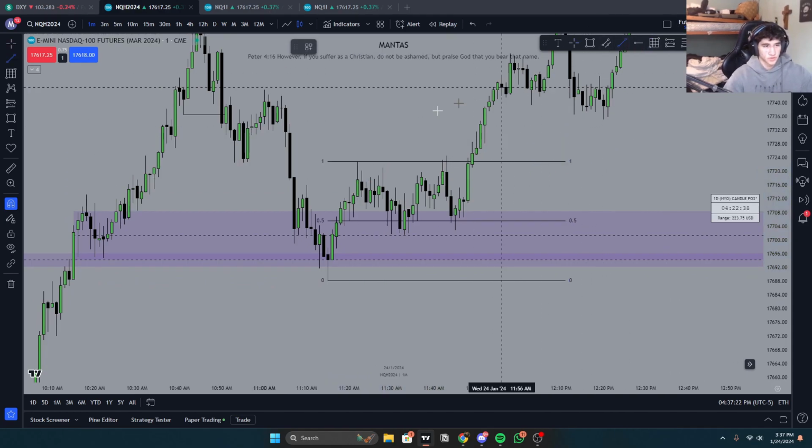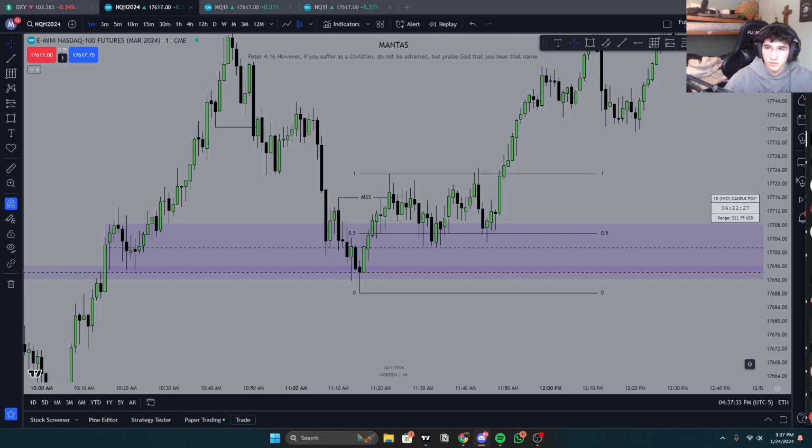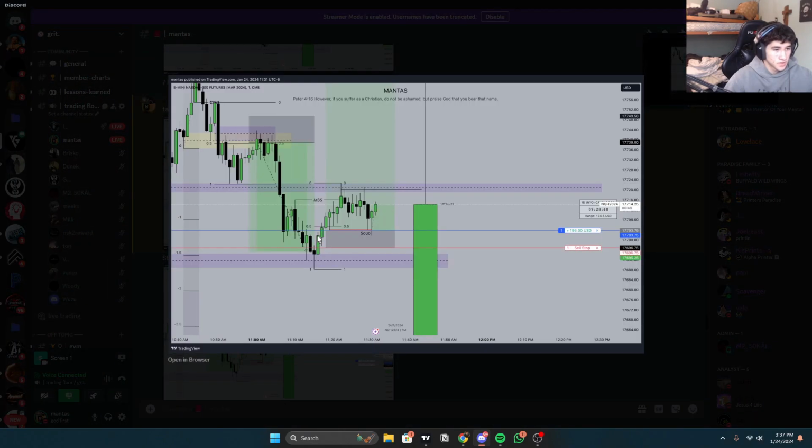So, we shift market structure, which is just this high. I'd like to see this one in the higher time frame. Get our market structure shift. We go lower. And what are we looking out for? What did I mark out at this low? Fair value gap. Exactly. Fair value gap plus this low right here.